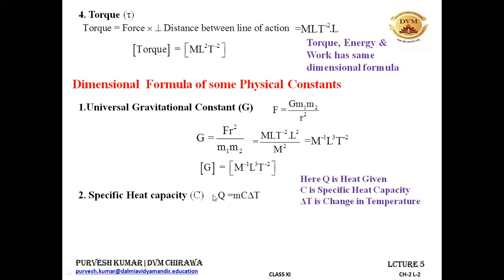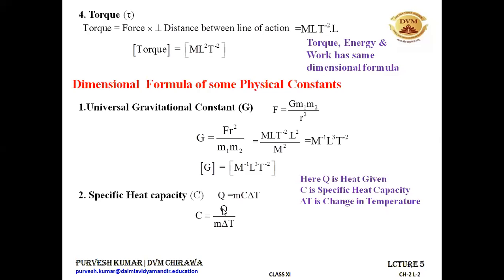So the heat given to a body is given by this formula, mc delta T, where small m is the mass, capital C is the specific heat capacity, and delta T is the change in temperature. Now, in order to find this C, we have to write the formula as C is equal to something. Take all the other quantities to the other side, so C is equal to Q upon m delta T. From this equation, we have written it.